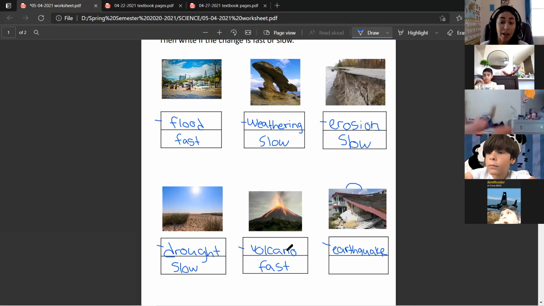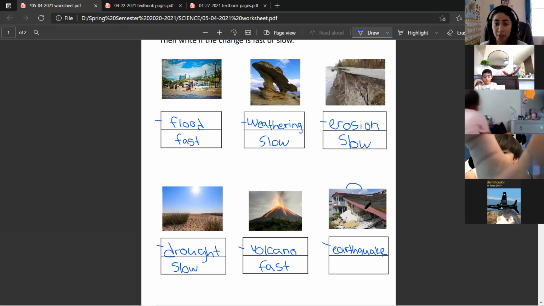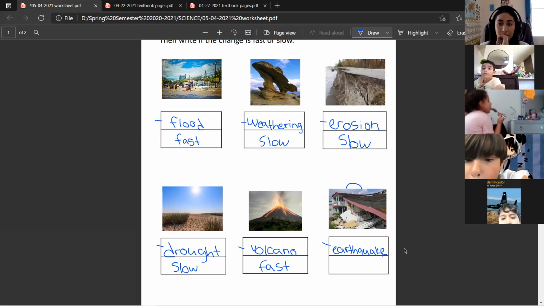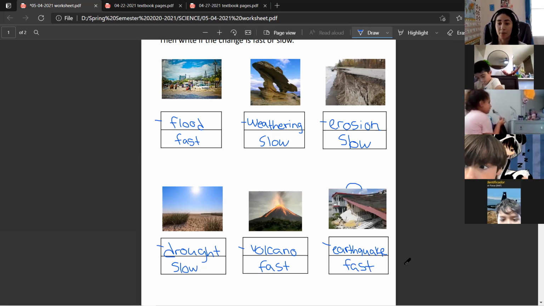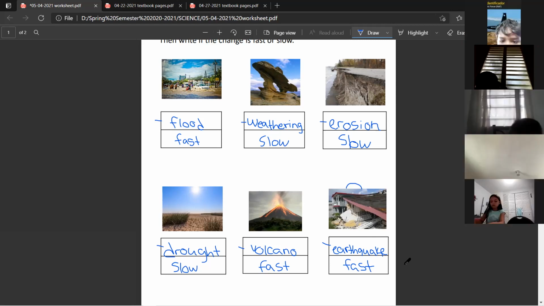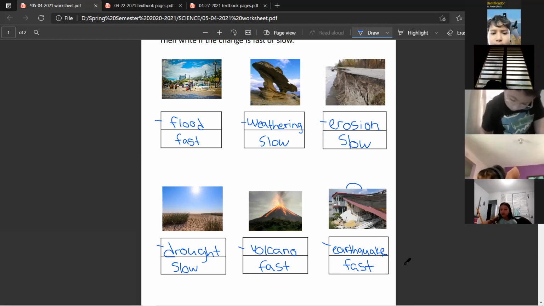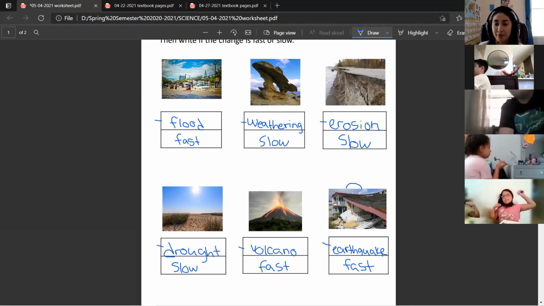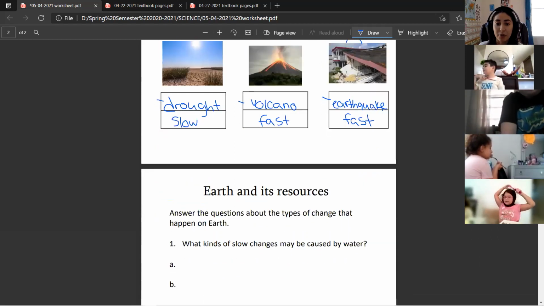So the volcano happens fast, and what about the earthquake? Is that a fast change or a slow change? Fast. Absolutely, it's fast. This is a fast change. There you go. Do you guys have all the answers? Yep. Okay. There you go.